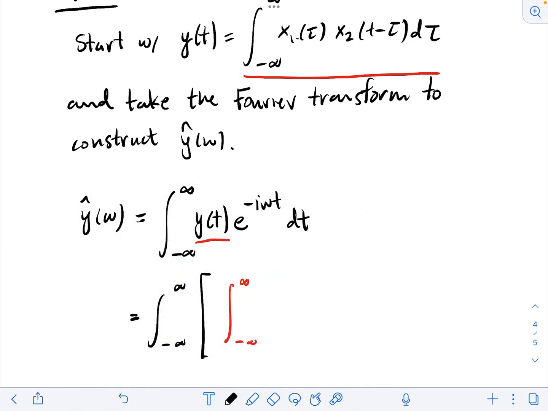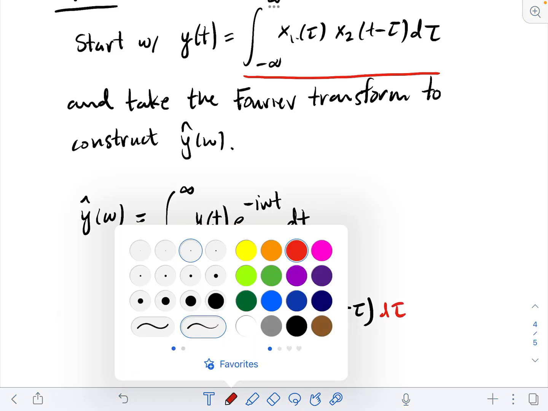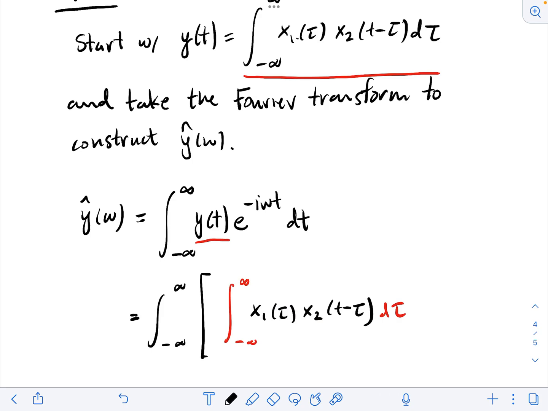So this red integral is the integral over tau, and so it's an integral of x1 of tau, x2 of t minus tau, and then I'm going to put the d tau in red. And then for our Fourier transform, we still have an e to the minus i omega t, and then we integrate over t.